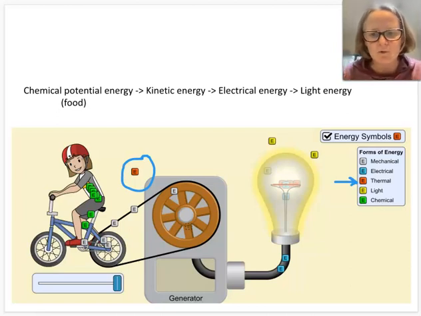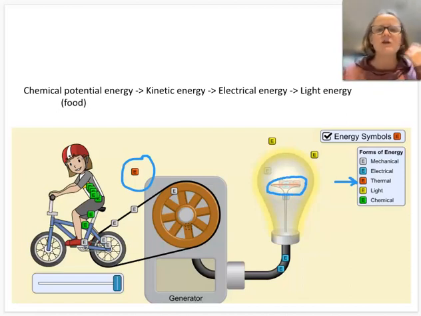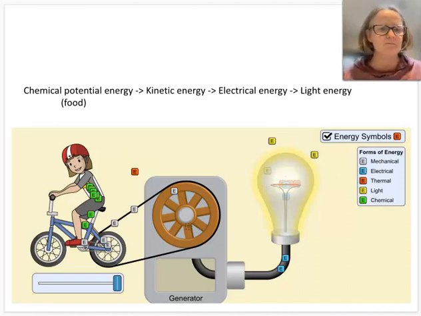And you'll notice, if you were very observant, that inside this light bulb there is also thermal energy being given off. So energy always has to be fully transferred from one thing to another, but it doesn't always go into the form that we want. And sometimes that can affect efficiency. So we'll be thinking about that over the next few lessons too.